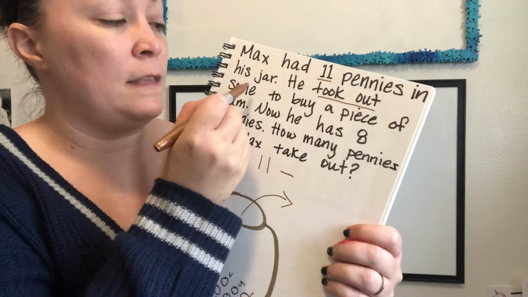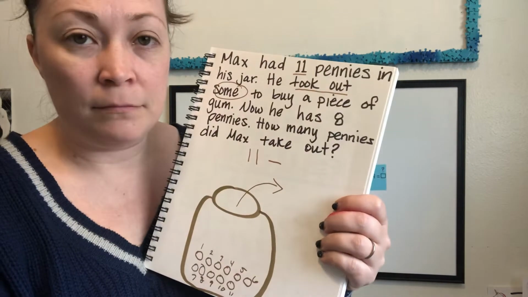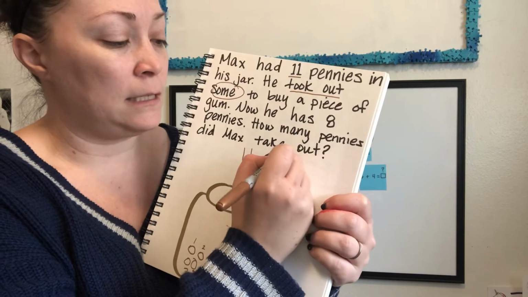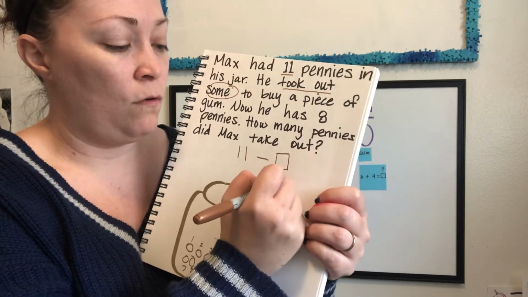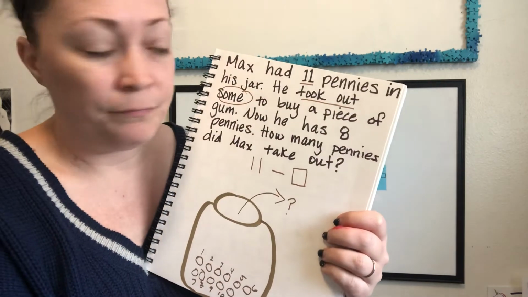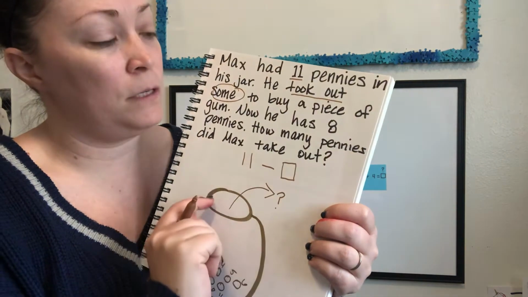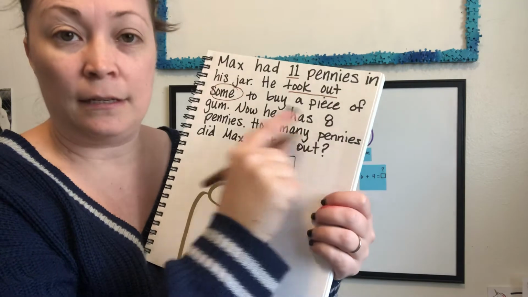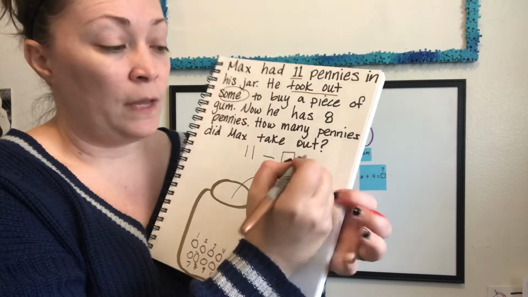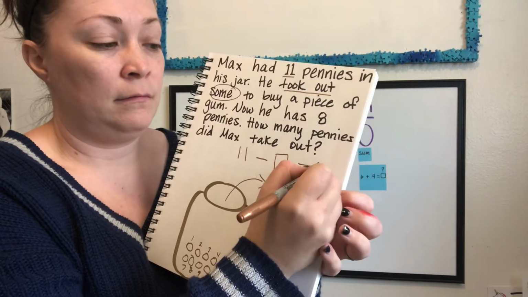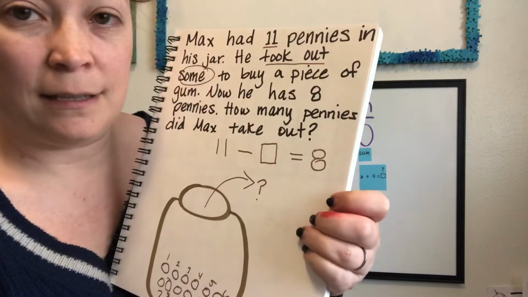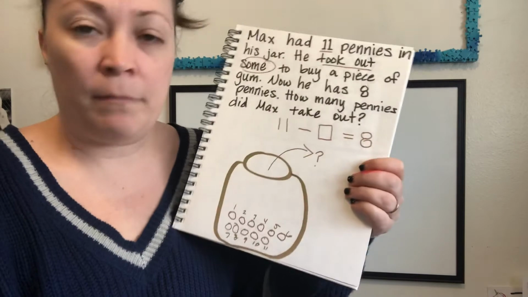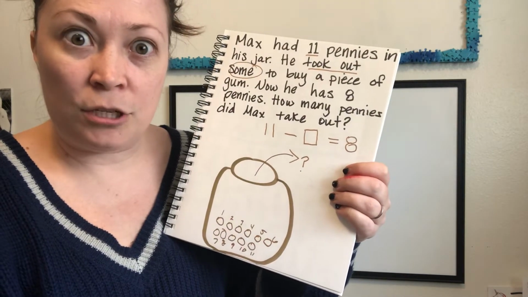And again, we've got this big word, some. We don't know how much. We have no idea. So that's what comes next. We don't know how many he took out. Here's one more thing we do know, though. Now he has 8 pennies. So we know that at the end, he has 8 pennies left. How many pennies did he take out is our question.